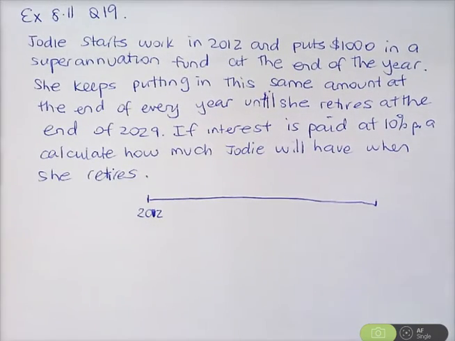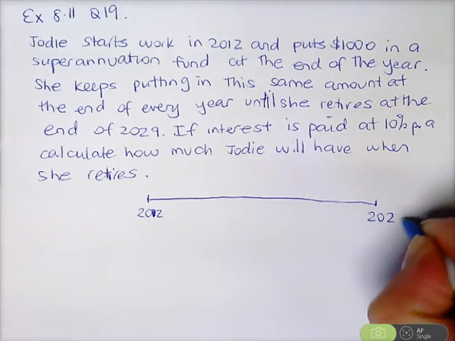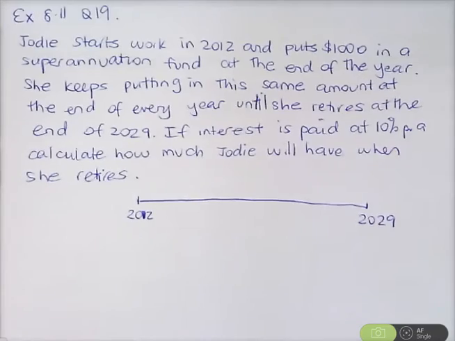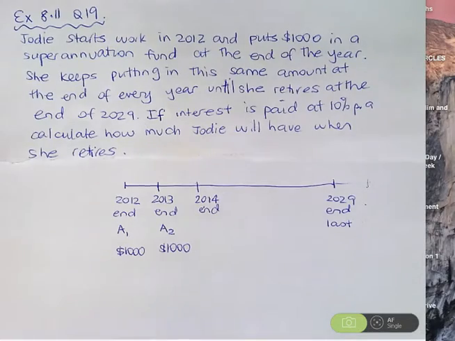Okay, this is question 19. Jody starts work in 2012 and puts $1,000 in a superannuation fund at the end of each year. She keeps putting in this same amount at the end of every year until she retires at the end of 2029. If interest is paid at 10% per annum, calculate how much Jody will have when she retires. You have to be really careful here.